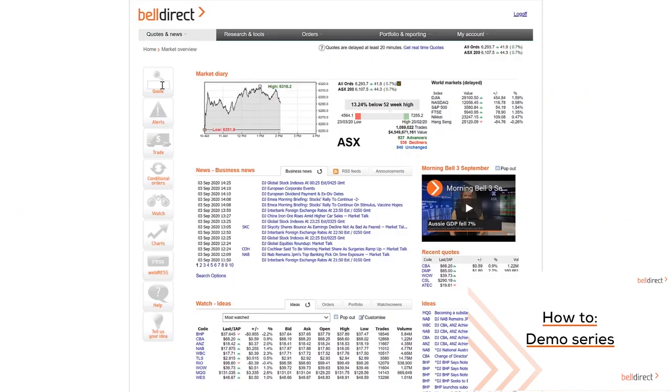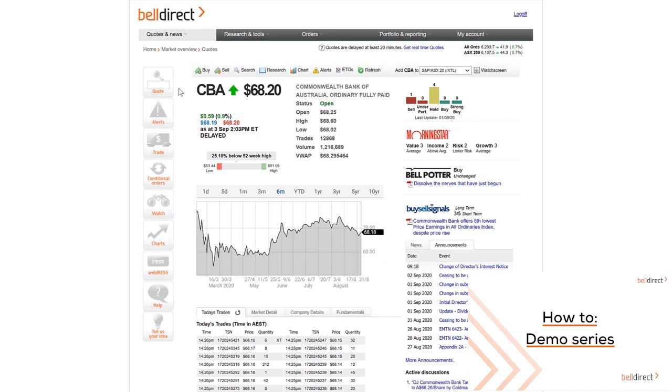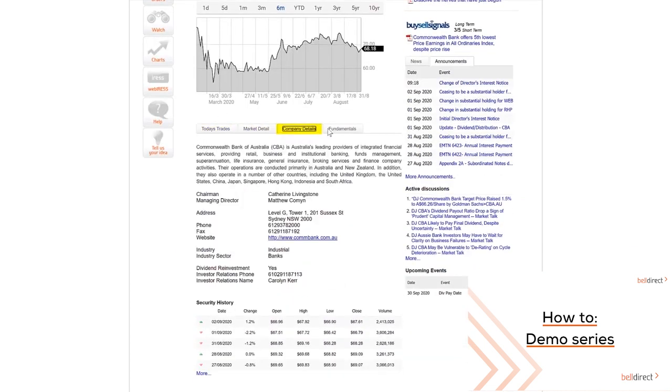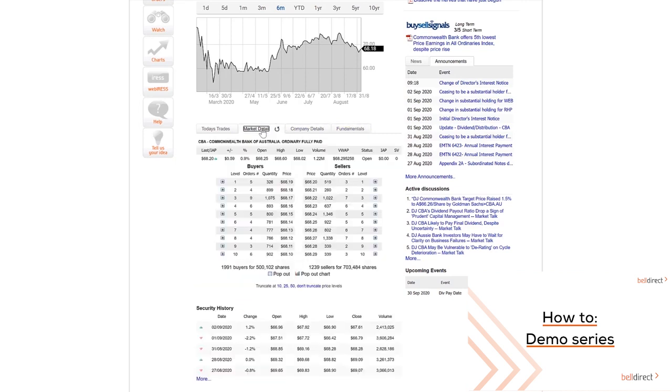Once you've logged into Bell Direct, type in the ticker code that you want via the quote feature here, hit enter. Beneath the performance chart, you'll see today's trades, market detail, company details, and company fundamentals. Market detail is where you see the market depth. This is where the action happens for the stock that you want to trade.